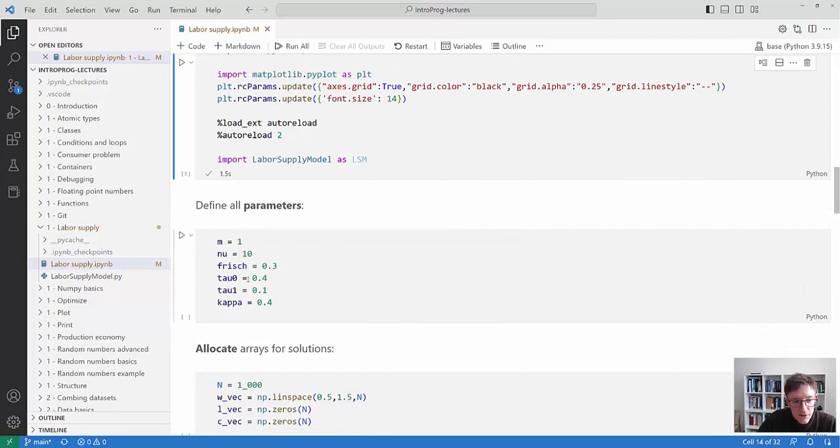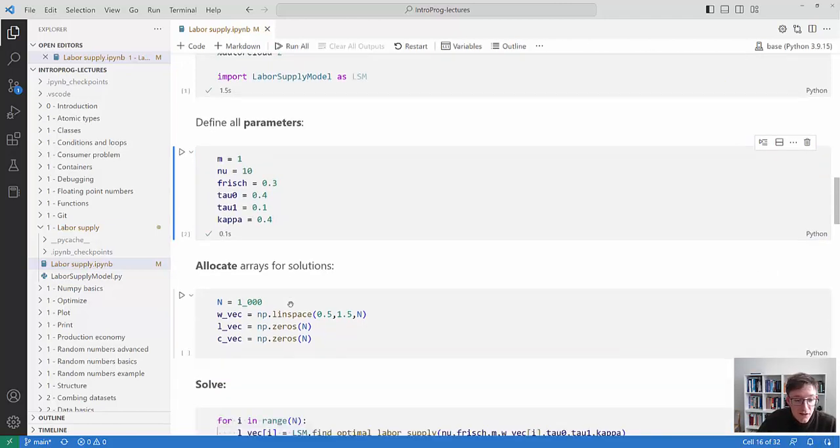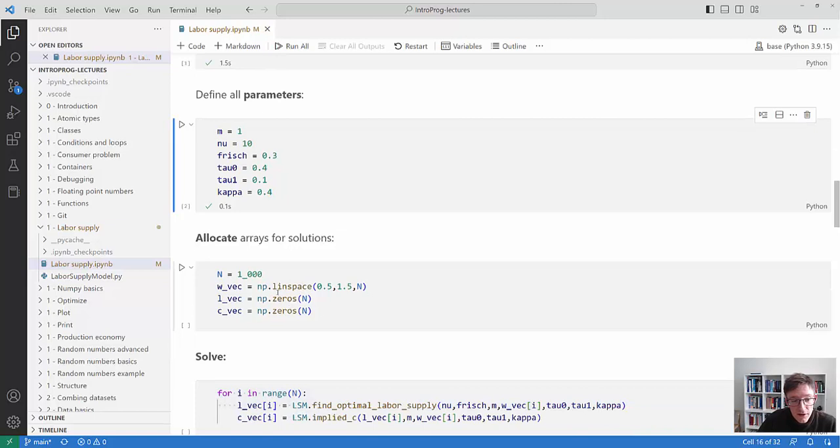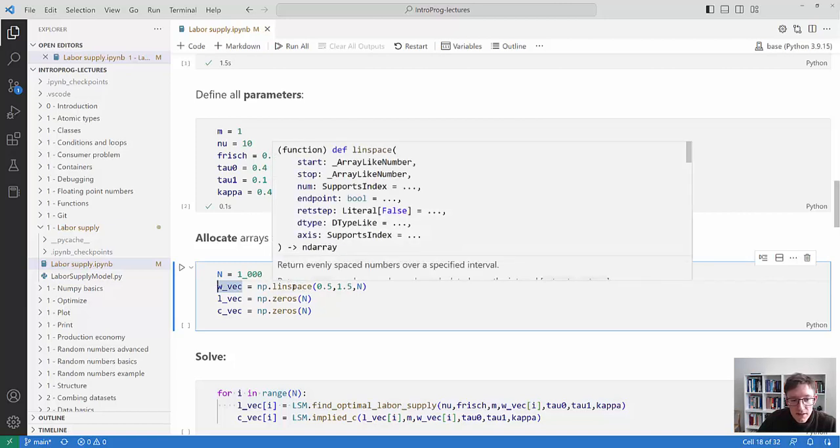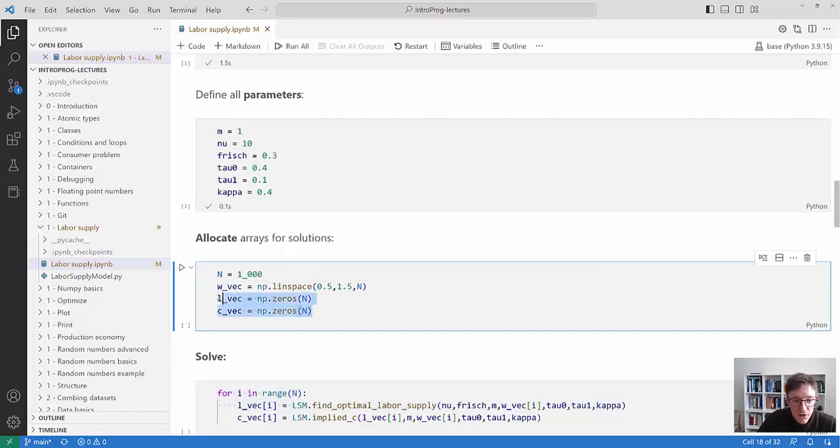Then I define all the parameters exactly as I wrote above, so there's nothing special in that. I just run this line. Then the first thing, more technically, I need to do is allocate some space for my solutions. So I know I will have 1,000 individuals, and I will just make a vector of the wages between 0.5 and 1.5 of these 1,000 individuals. I've used the linspace function in NumPy, which returns evenly spaced numbers over a specified interval. And then for the labor supply choice and the consumption choice, I will just use zeros in here.